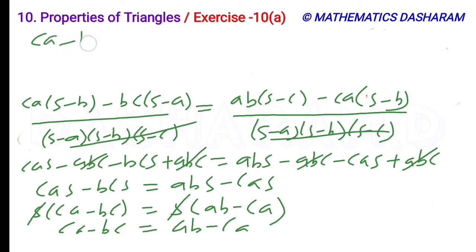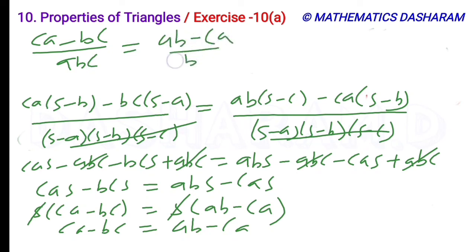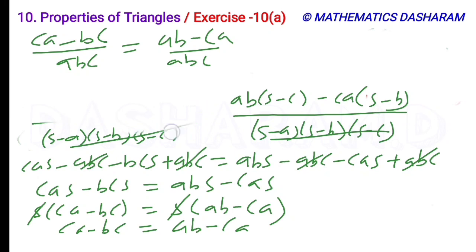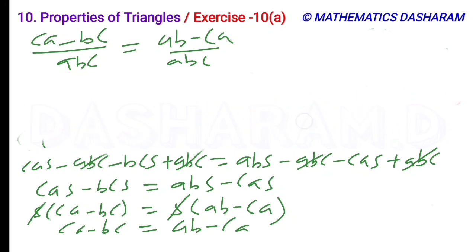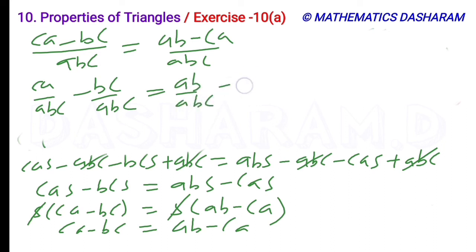(CA − BC)/ABC = (AB − CA)/ABC. So now split into fractions. The first one is CA/ABC − BC/ABC = AB/ABC − CA/ABC. Here CA, AC cancel, BC cancel, AB cancel, CA, AC cancel.